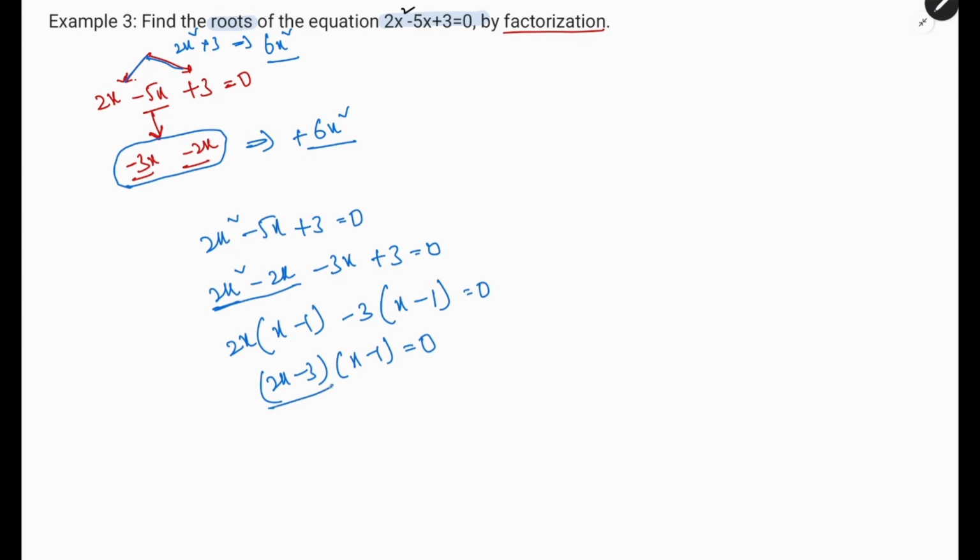See, if you take this term equal to 0, if you take 2x minus 3 equal to 0, then what is the value of x? Okay, x equal to 3 by 2. We will write this as 2x equal to 3 and x equal to 3 by 2. Right?